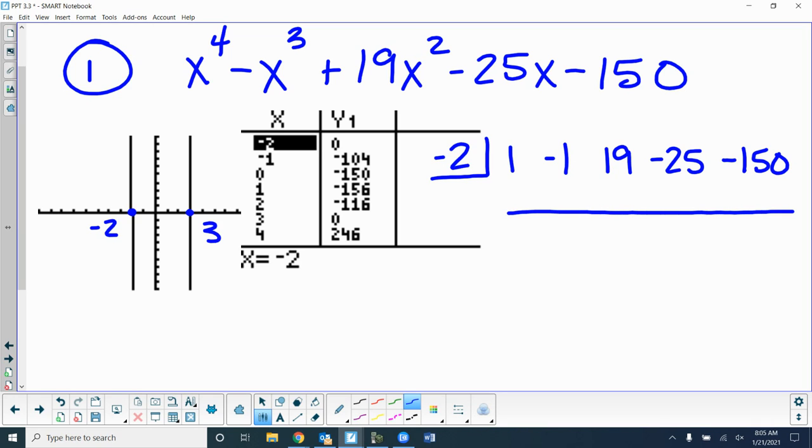Again, those signs are important. You forget those signs, which some of you did on the quiz last week. It makes a difference, okay? Remember, we dropped the 1 below. -2 times 1, and then -1 plus -2. -2 times -3, positive, add, +25. -2 times 25 is a positive, or -50. -25 and -50 is -75.